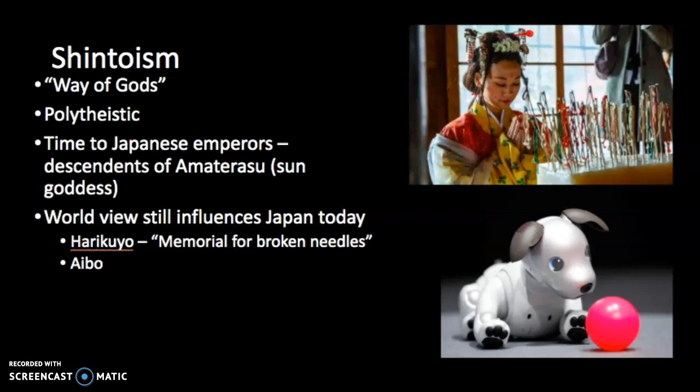And here I'm showing you two examples of, I think, this kind of Shinto worldview at play in secular Japan. We see a Harikuyo ceremony at the top. This is a ceremony, a memorial for broken needles, born out of the Shinto respect for the mundane, everyday, humble object. And then below we see Aibo. This is the robot dog that Sony invented as a kind of robotic companion animal.